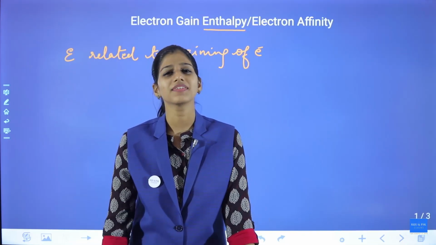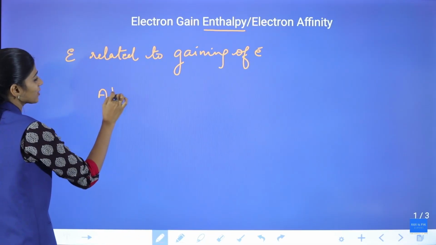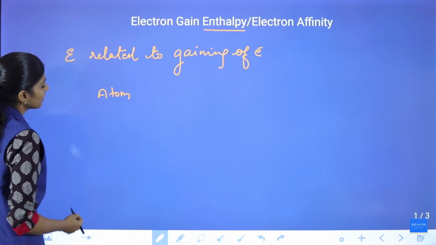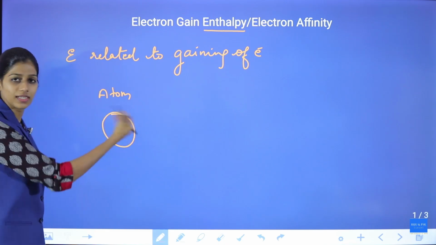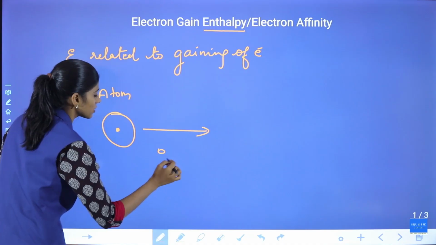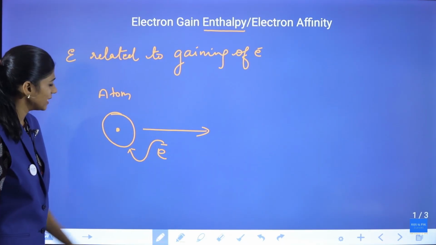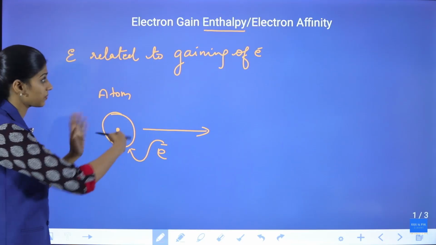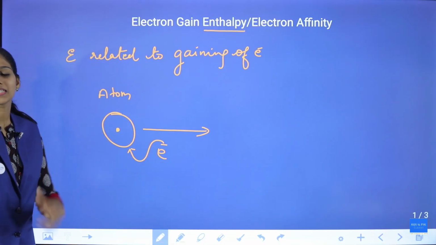Let's have a more scientific definition for this term. You have an atom, and electrons are being added to this atom. So this is your atom where you have a nucleus and several shells and electrons. Now you are adding an electron to this system. This arrow mark just indicates you are adding, no other meaning as far as electron gain enthalpy is concerned. So the electron is getting added to the system.